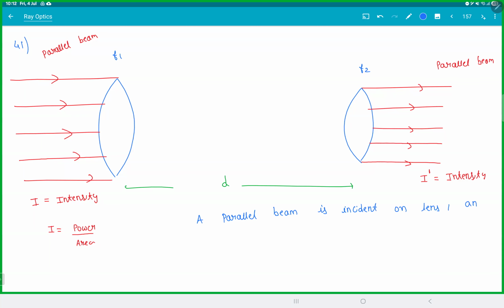And lens 1, and we get a parallel beam from lens 2. This happens for a particular setup. Find d, the distance between the lenses, and I dash. By adjusting the focal length, I can change the intensity of the beam. So you can actually diverge a beam or compress a beam. Distance is easy. Get the intensity. That's the main question.